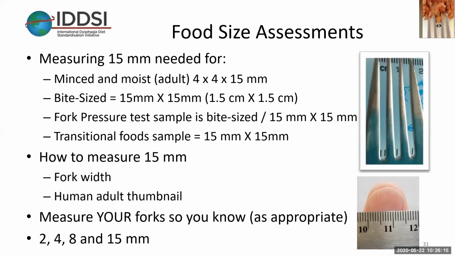The 2 tools that IDDSI recommends to measure this size is either a fork or an adult thumbnail. Most forks are actually about 15 millimeters wide across all the tines, and the adult thumbnail is also about 15 millimeters wide. And as appropriate for your needs, you're going to have to measure the forks in your facility to learn how to use them to determine 2, 4, 8, and or 15 millimeters, again, as appropriate.